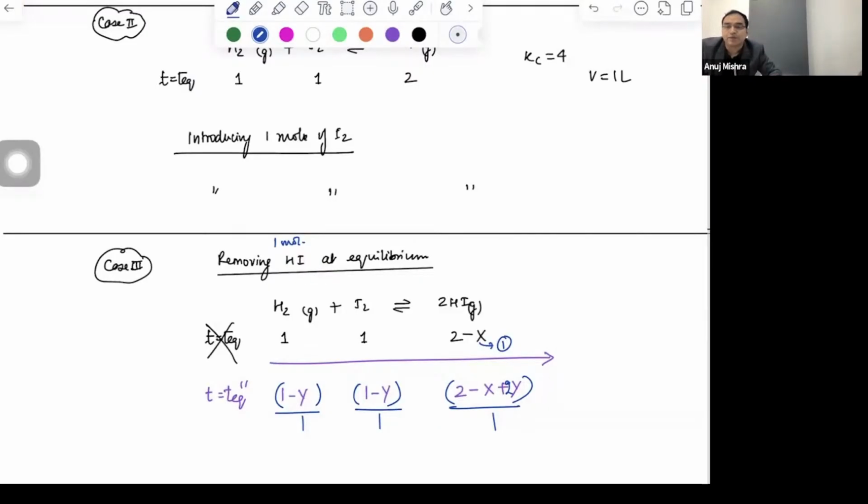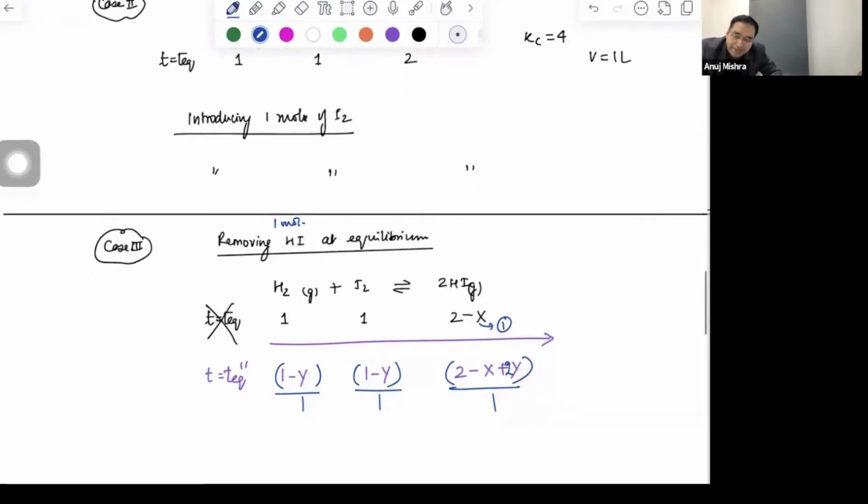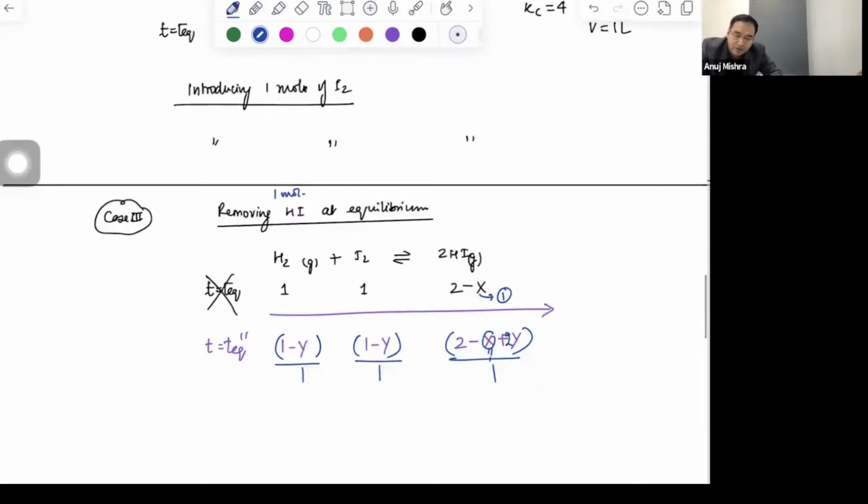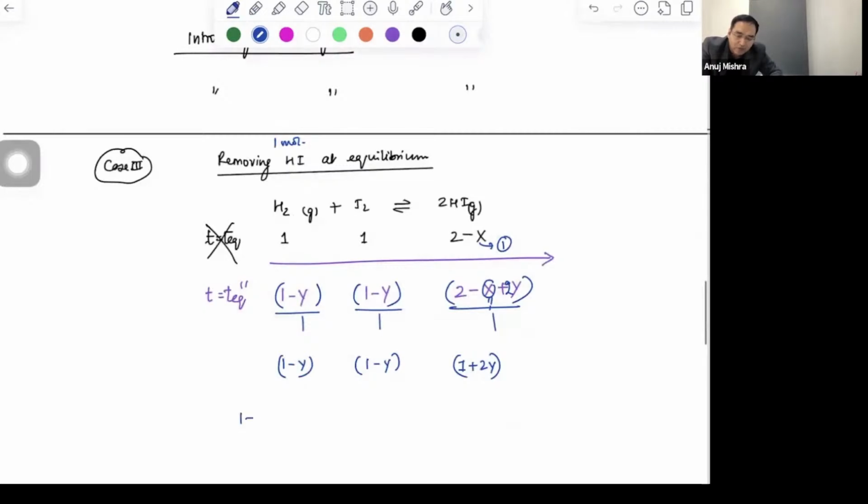Any difficulty in this part? Now, this x is how much? This x is 1. So I'm just putting the value of this 1 and rewriting the whole expression. It is 1 minus y, 1 minus y, and this is 2 minus 1 because x is given as 1. So you can say 1 plus 2y. ये आपके numbers आ गए sir. Mathematical equation 1 plus 2y whole square divided by 1 minus y equals 4.